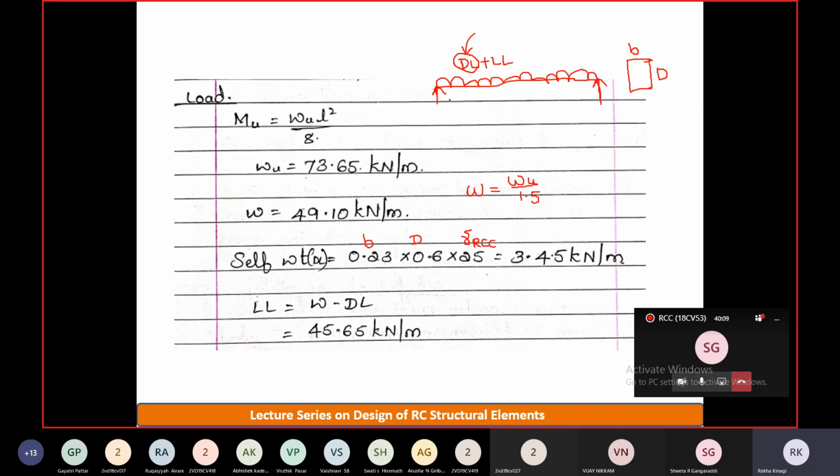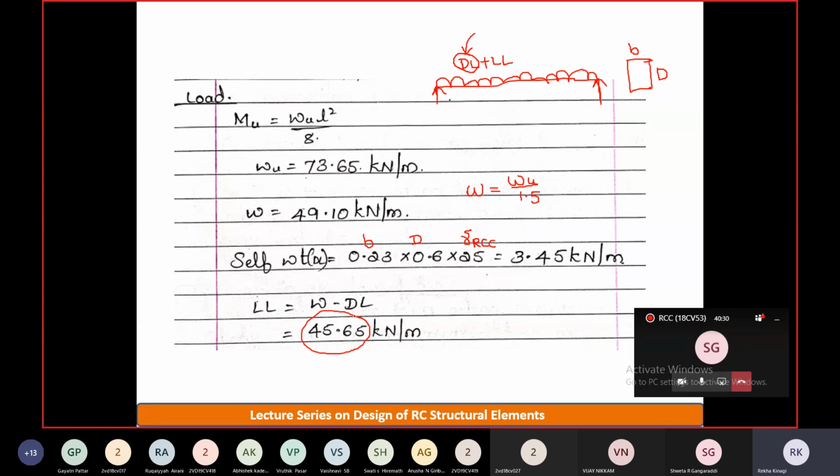So we can deduct this value from 49.10 and we can get the live load or the imposed load, which is nothing but 45.65 kilonewton per meter. So this is how you are supposed to calculate the load acting on the beam.